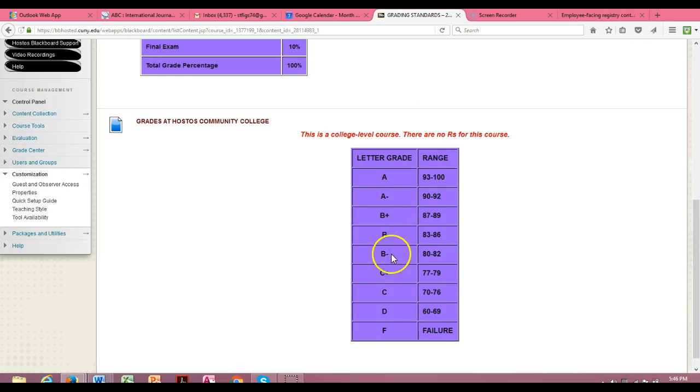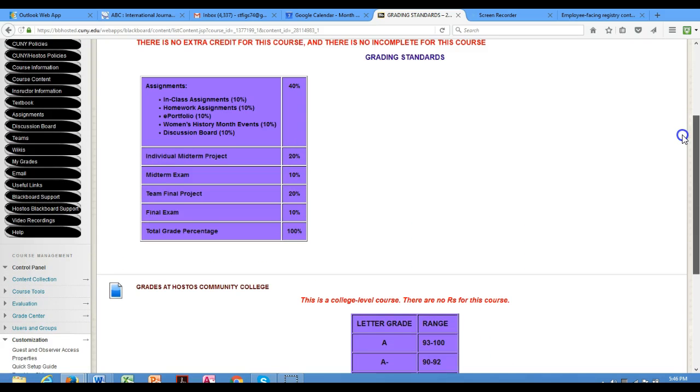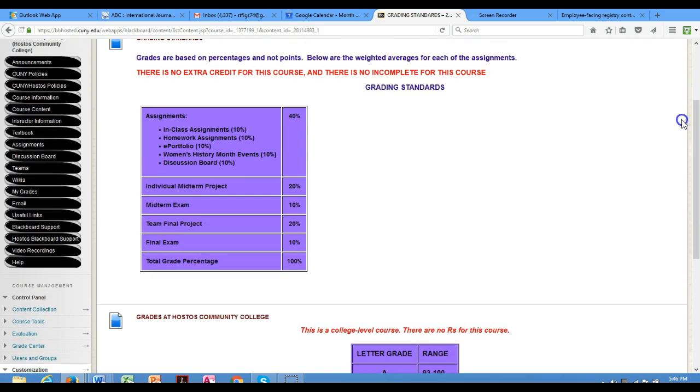A minus, B plus, B minus, C plus, C, D, and F. Again, I'm only looking at A's. If you choose the other grades, then you choose the other grades, but I'm expecting everyone to get an A in this class. Again, there is no extra credit. Don't ask for it. I know some of you will ask for it, but I'm telling you, and I'll remind you again, this is also in your course syllabus. Everything that's here in course information is in your course syllabus.